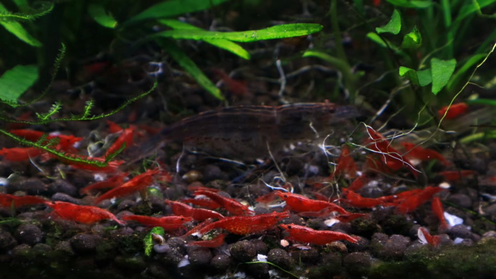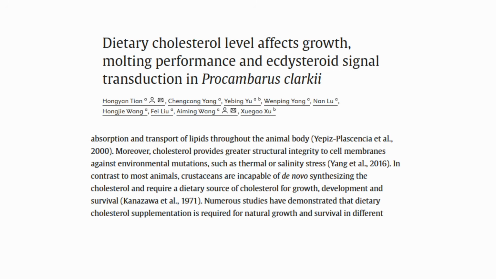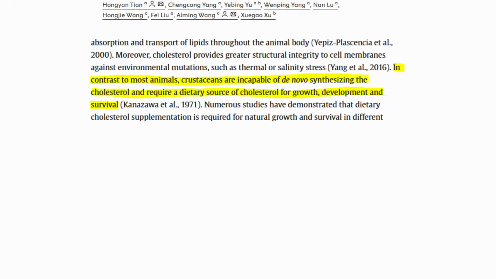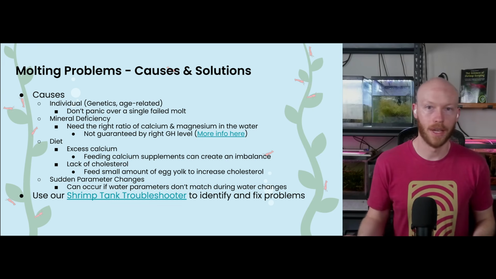The other potential issue could be a lack of cholesterol. Cholesterol is a huge one because it's actually what hormones are made from. So if they don't have sufficient hormones, then they are going to have issues molting. A small amount of boiled egg yolk is often all you would need once a week to give them plenty of cholesterol.